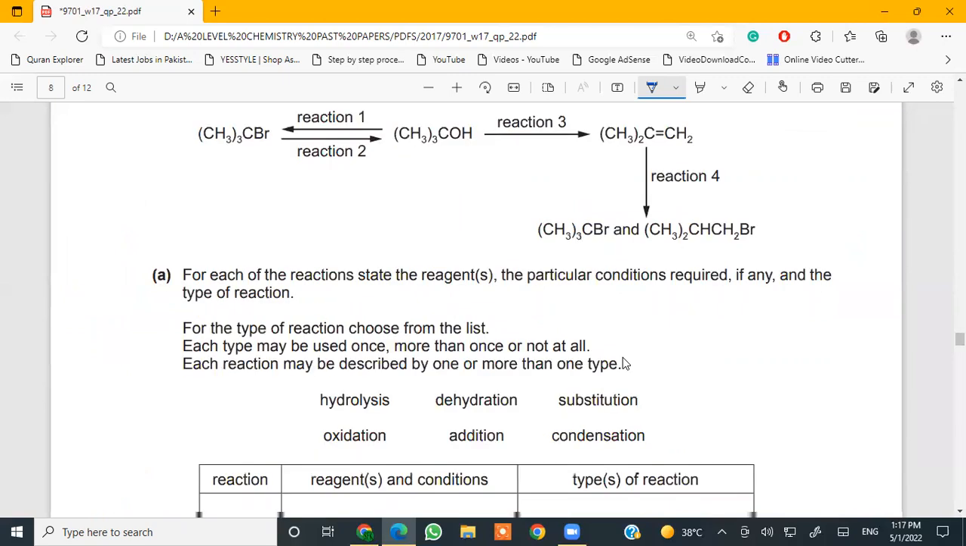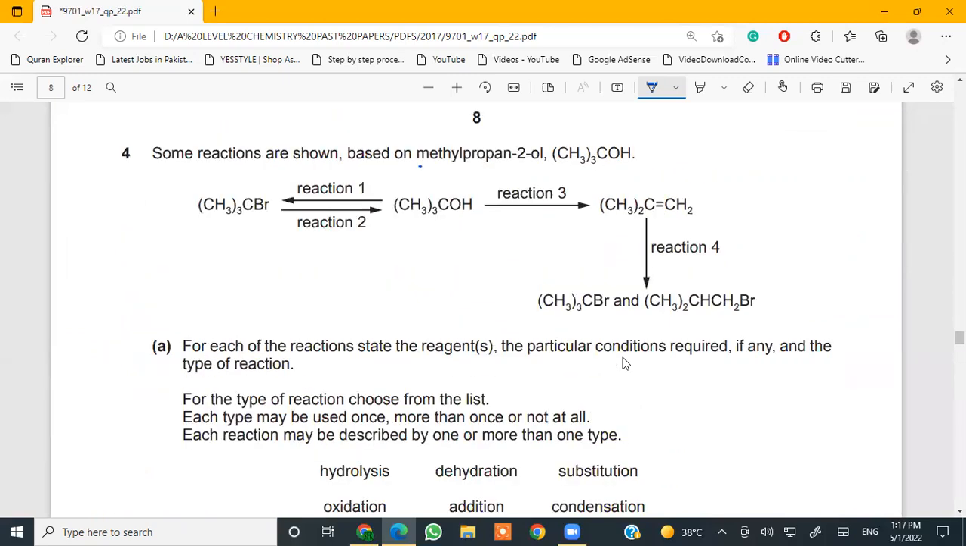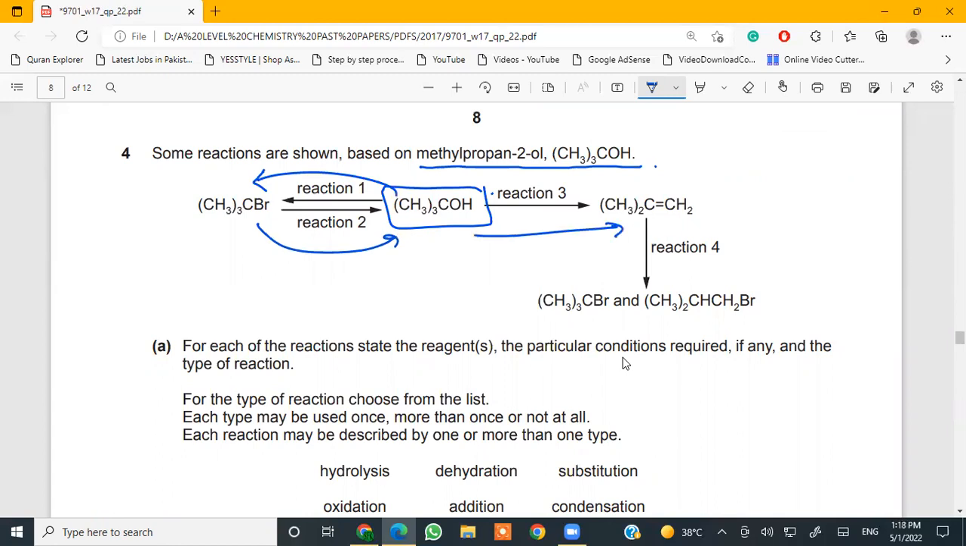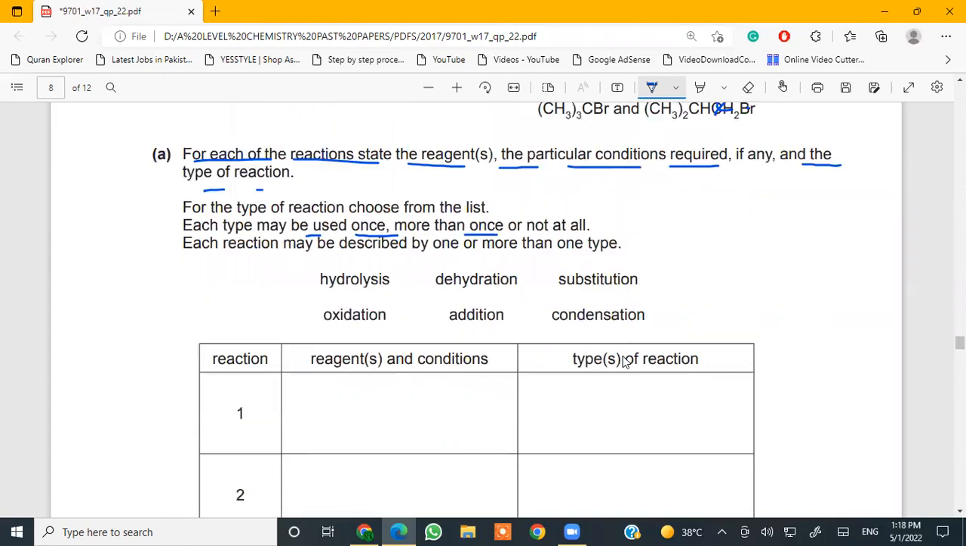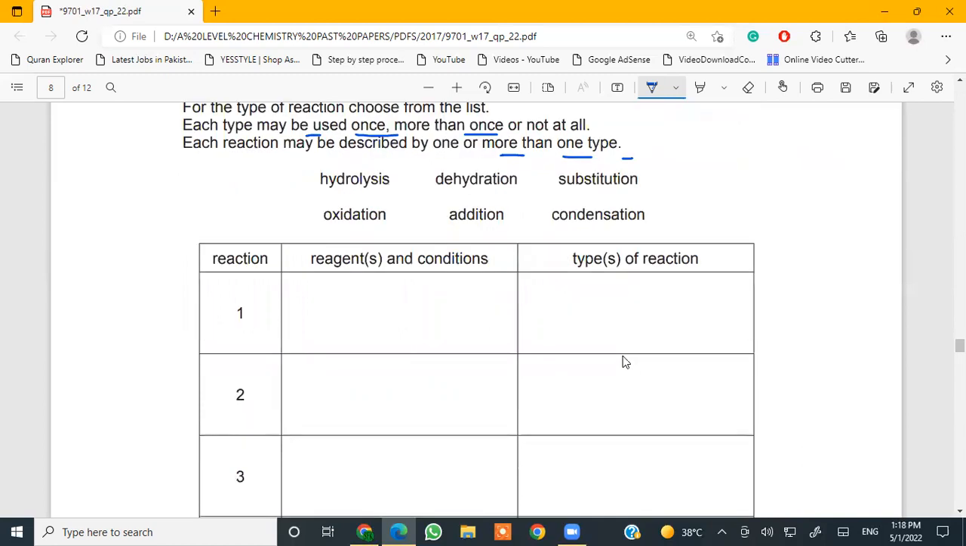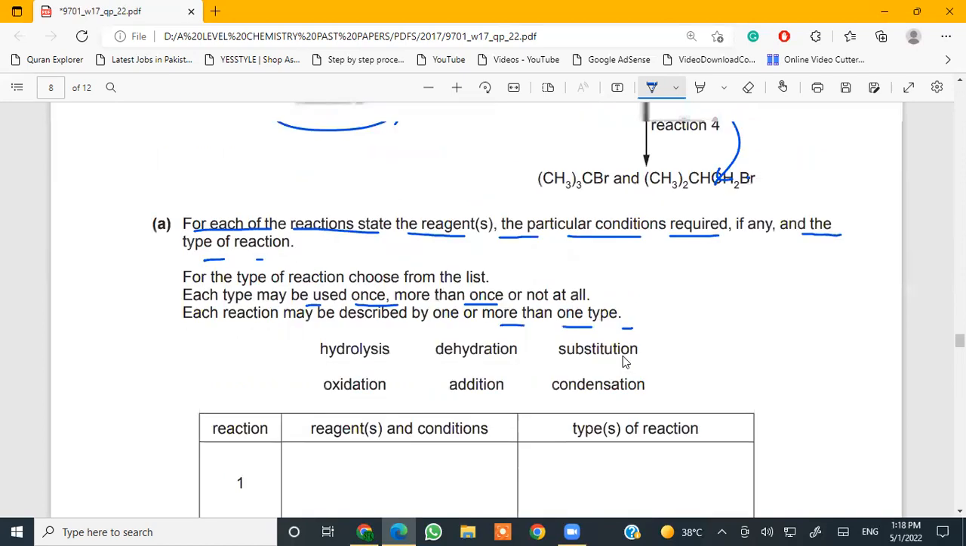Question 4 says some reactions are shown based on methylpropan-2-ol. Right over here, this is methylpropan-2-ol. All right, and this is organic chemistry. Now the reaction 1 goes over here, reaction 2 comes back, and then reaction 3 goes straight, and then reaction 4 comes here. Now for each of the reactions, state the reagents and the particular conditions required, if any, and the type of reaction. So the type of reaction, choose from the following. Each type may be used once, more than once, or not at all. Each reaction may be described as one or more than one type. So these are the types of the different reactions that you have. You need to write down the reagents and the type of reactions for each of them.